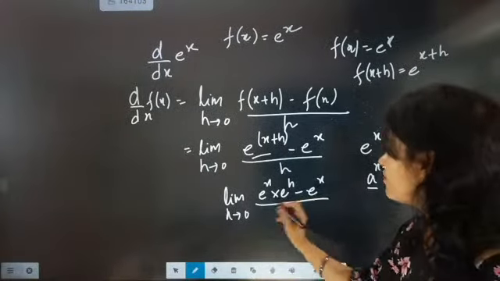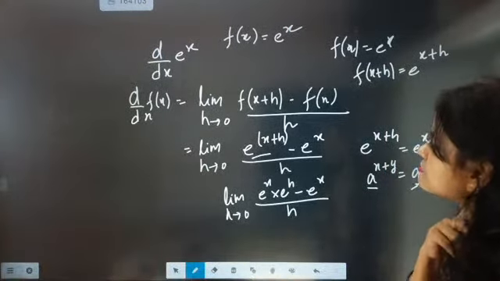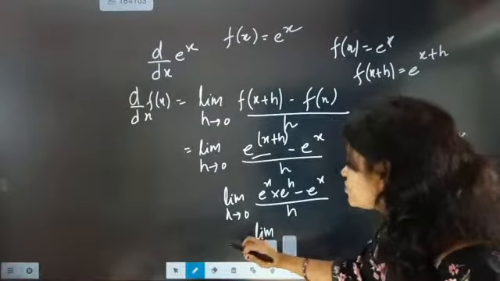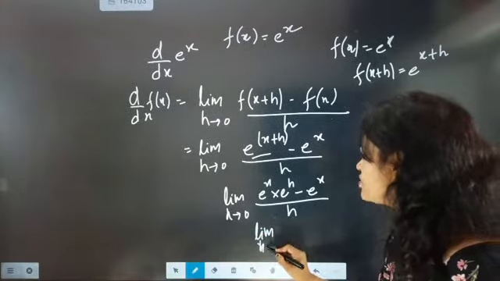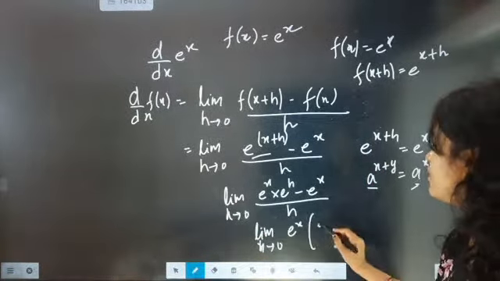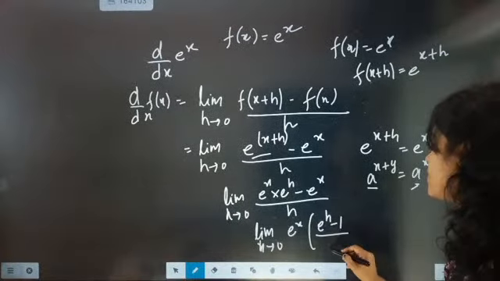So now e to the power x we can take common. Limit h tends to 0: here e to the power x is constant, so it came out. Now we have e to the power h minus 1 by h.